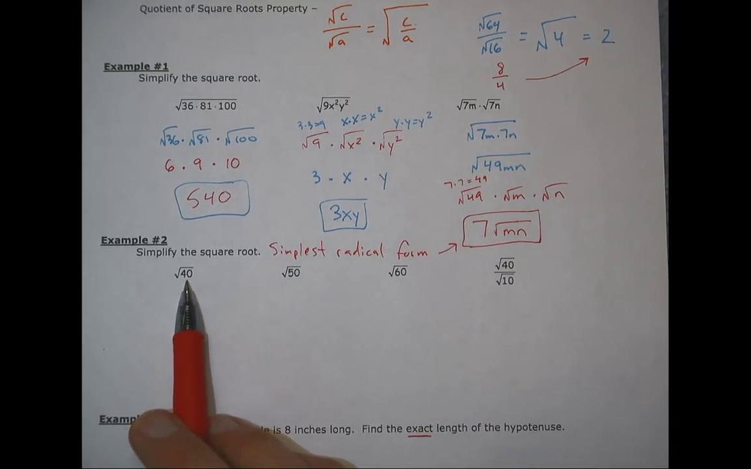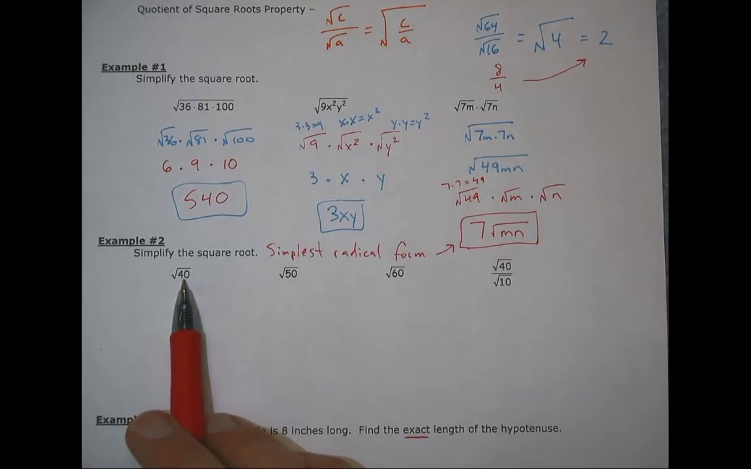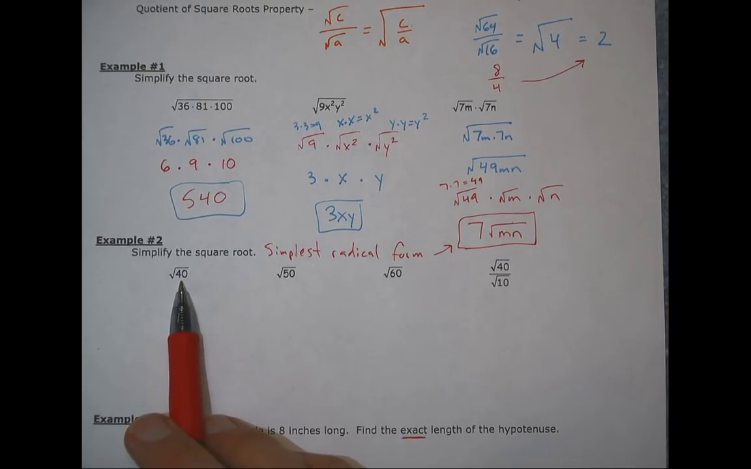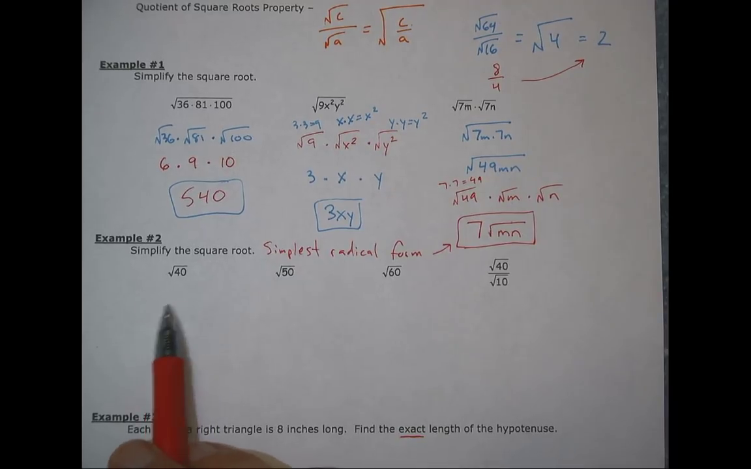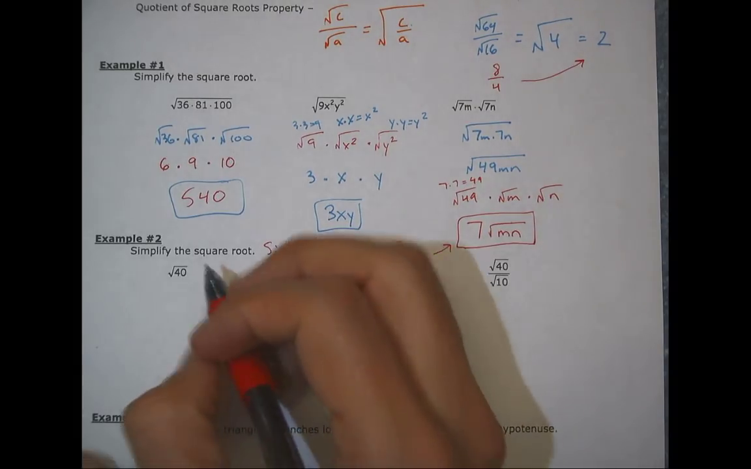So here's the process. This is called simplifying things into simplest radical form. You're going to take whatever number is underneath the square root and try to split it into pieces. Ideally, one or both of those pieces is going to have a number that actually gives you a square root. So here's what I mean.